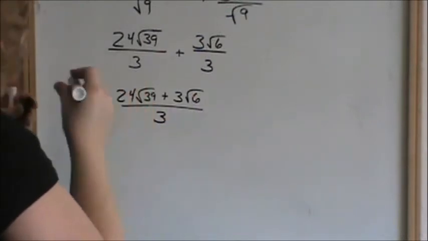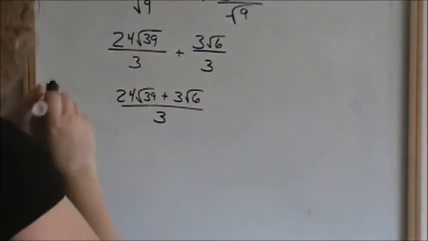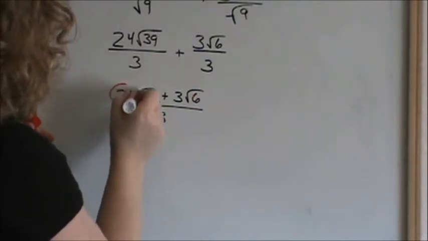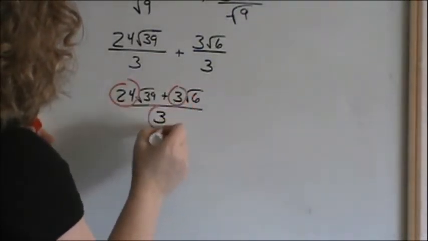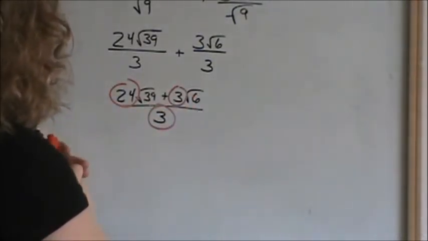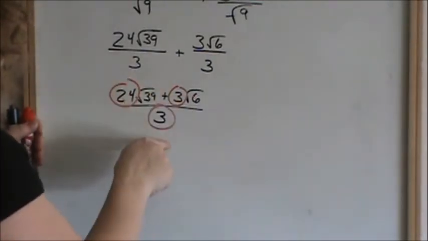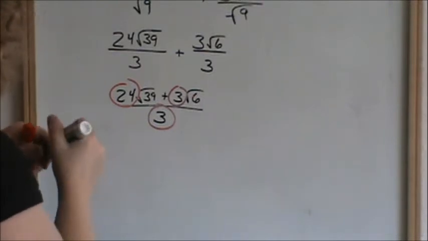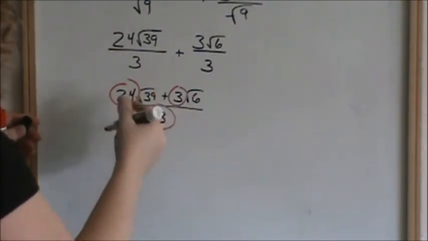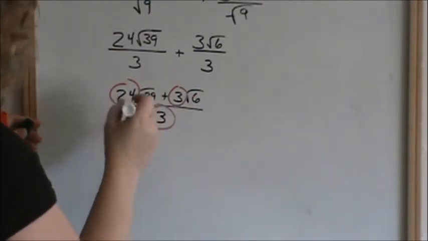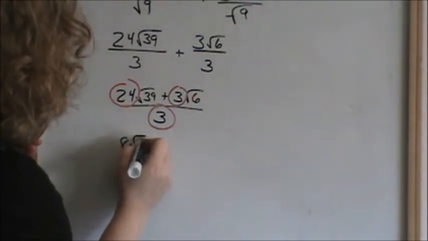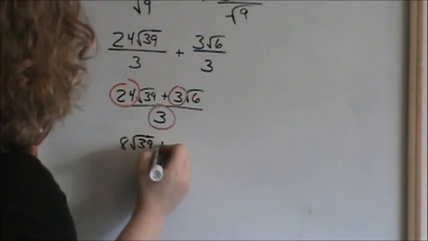Okay? Now the last step then is also you look to see, can you reduce your whole numbers? Looking at 24, 3, and 3. Can they all reduce by the same number? And all 3 of them can be reduced by 3. So we divide 3 into each number. 24 divided by 3 is 8. And we leave our radical.